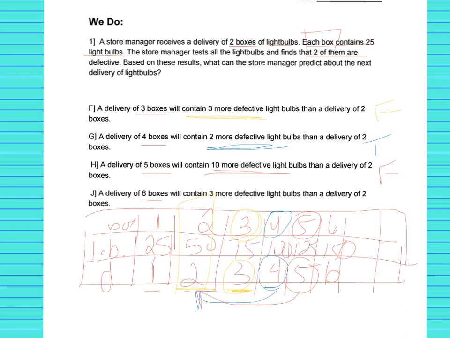The next one says a delivery of 6 boxes will contain 3 more defective bulbs. So let's see here. Is 6 3 more than 2? No, that one's false as well. So by organizing the information given to us in a table, we are able to find G to be a successful answer.